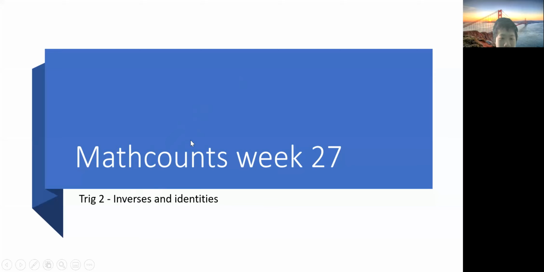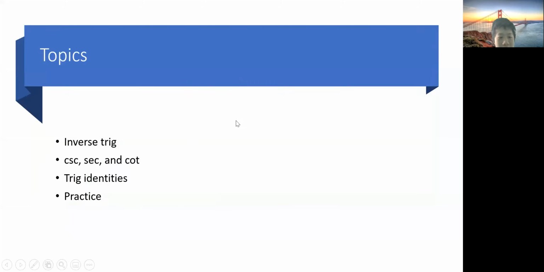More trigonometry. So inverse trig, look at these three things. And then trig identities, and do a lot of practice. Okay, so CSC, SEC, and COT. Cosecant, secant, and cotangent. Those are not as easy to say as sin, cos, and tan, but I'm going to show you what those are.